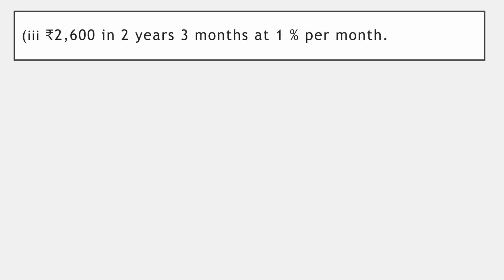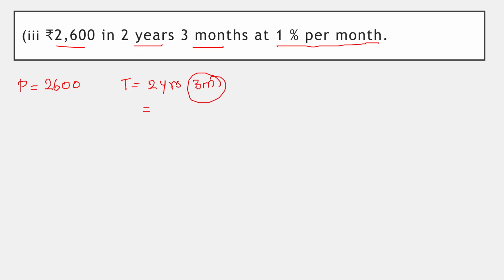Yes, our next problem is the principal is 2600. 2 years, 3 months is given as a time duration, and 1% per month is given as a rate of interest. So first we will write everything. Principal is 2600. What about the time period they have given? It is 2 years and 3 months. So since month is there, we need to convert that to a year. So how many years is 3 months? It's nothing but 3 by 12, and again it has a common factor 3, so it's going to be 2 1 by 4 years.